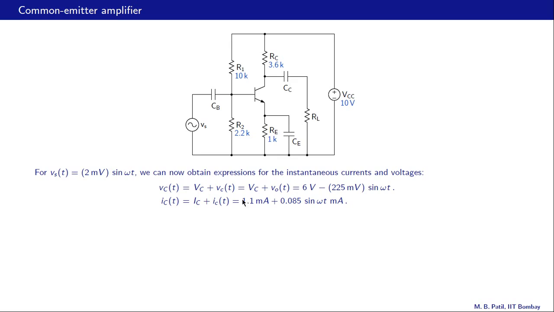So if we plot the instantaneous collector voltage, we are going to see 6 volts, and around 6 volts we are going to see a variation which has an amplitude of 225 millivolts. Similarly, if we plot the instantaneous collector current, we are going to see 1.1 milliamps as the base level, and around that a variation with amplitude 0.085 milliamperes.